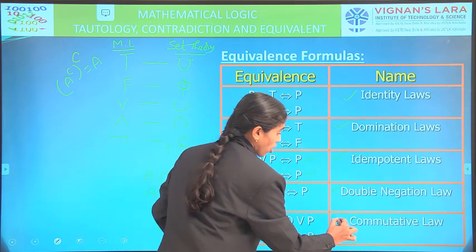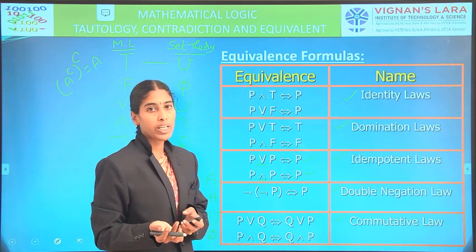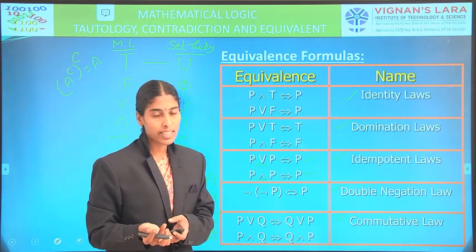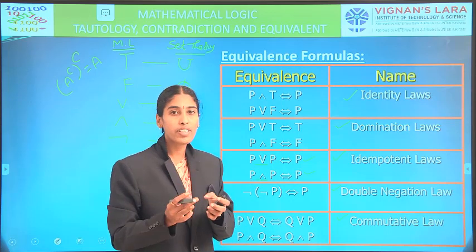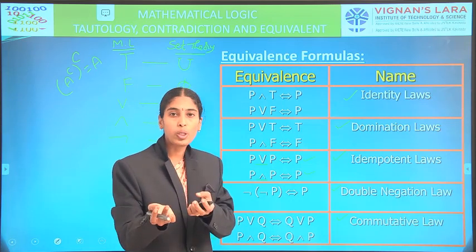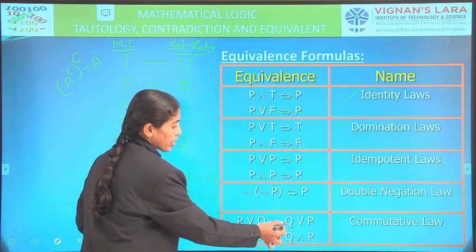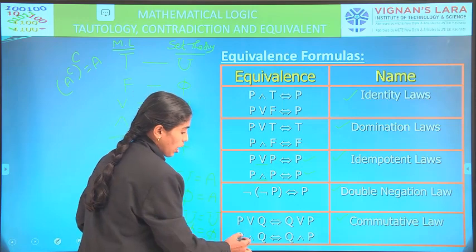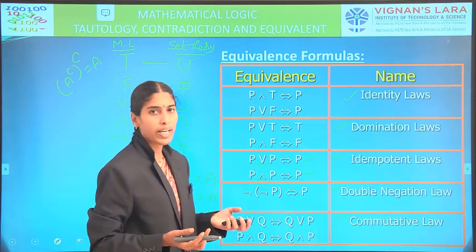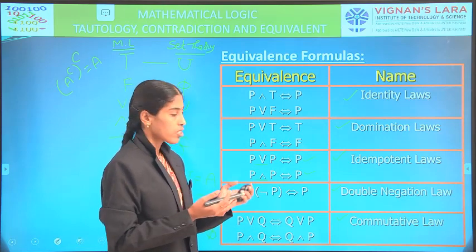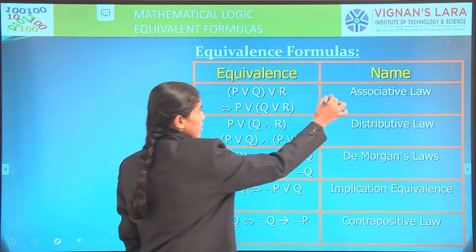The next one, commutative law. What is the commutative law? A union B equal to B union A, A intersection B equal to B intersection A. It is in set theory. Otherwise, if we consider commutative under addition, 1 plus 2 is equal to 2 plus 1. So here the symbols are different. P or Q is same as Q or P. P and Q is same as Q and P. That is commutative. From 5th standard onwards, we learn about commutative and associative laws. Next one is associative law.